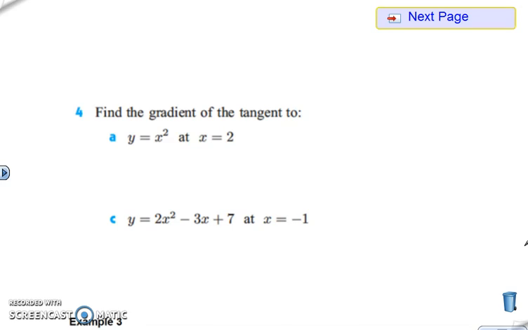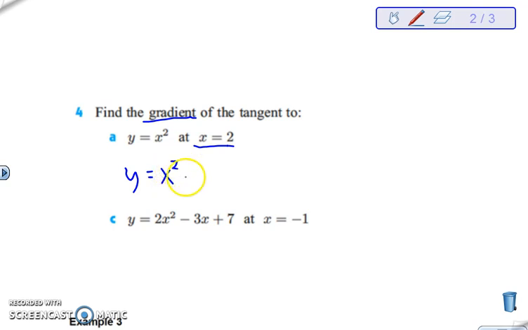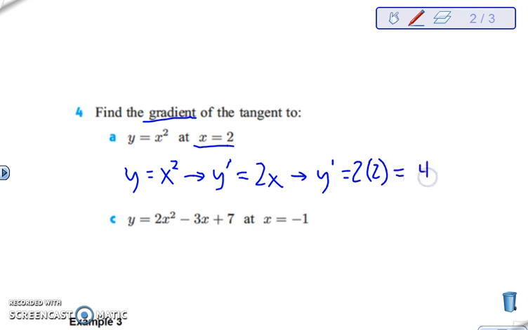Our next example, we need to find the gradient of the function, or of the tangent to the function, at a specific point. So this is what we were doing in class, only now we have the shortcut. So if I'm starting with y equals x squared, the gradient function for y equals x squared is 2x, right? Because the 2 multiplies to the front, and then we drop an exponent. And if I know that x equals 2, then the slope is equal to 2 times 2, which is 4.